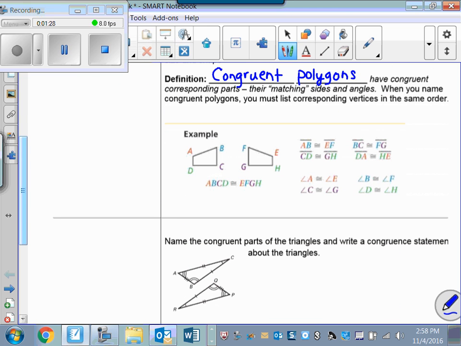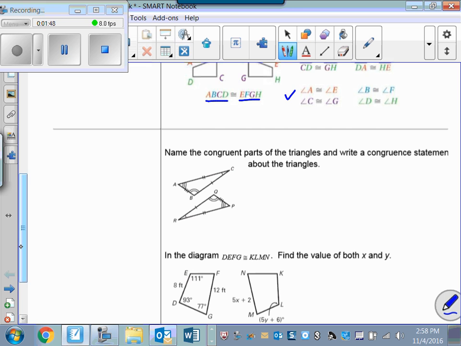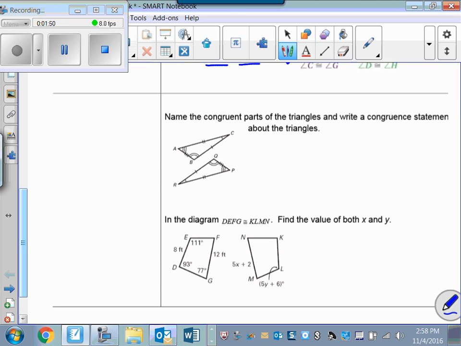All right, so right here, if we have this quadrilateral ABCD, and we tell you that it is congruent to quadrilateral EFGH, then right here we've listed all the corresponding congruent sides, and here we've listed all the congruent corresponding angles. So let's look at these triangles here and make sure that we can name them in the correct order. All right, let's start with naming the congruent corresponding sides.